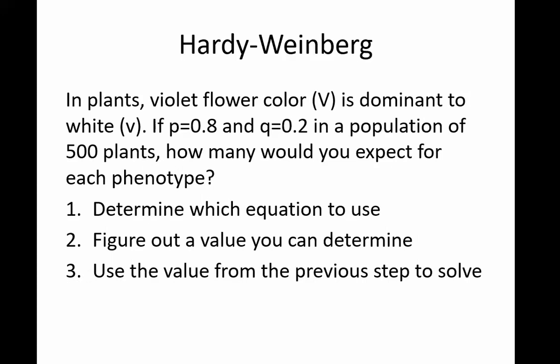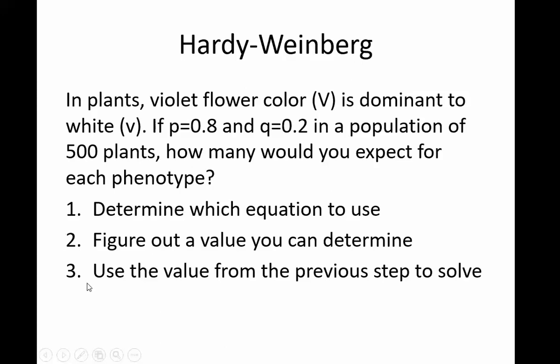Okay, let's try one more problem. One more Hardy-Weinberg problem, which is going to be more typical of the ones that you'll see. The problem reads: in plants, violet color is dominant to white. If P equals 0.08 and Q equals 0.2 in a population of 500 plants, how many would you expect for each phenotype? So you saw in the video the 3 steps that you should be following are to first determine which equation to use. Well, we don't really need to use P plus Q equals 1 to solve this because we already know P and Q.